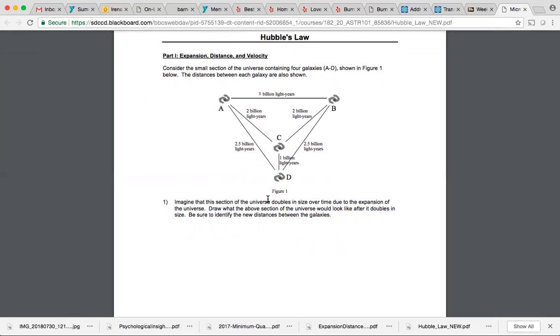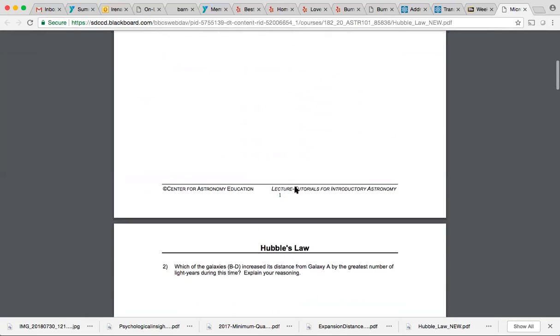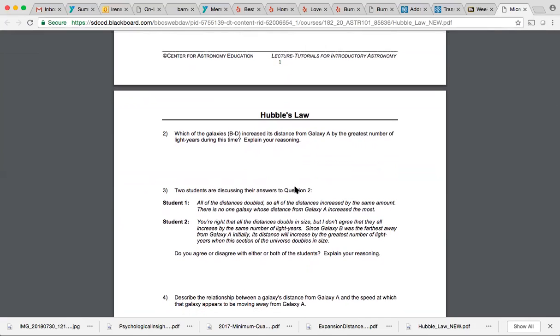In number one, everything doubles. Exactly. So 3 billion light years becomes 6, the 2 becomes 4, 2.5 becomes 5, and the 1 becomes 2. Okay, good.